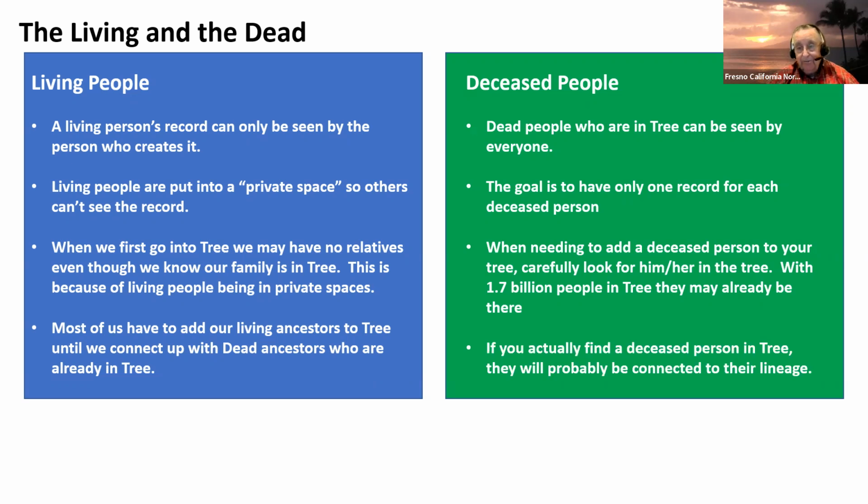And if you actually find a deceased person in the tree, they'll probably be connected to their lineage. You're going to find very few people in the tree that are just a standalone person. They usually come with their ancestry, which means it's wonderful. You find one ancestor and you'll have the whole line, or you'll have at least part of the line. And we'll see that tonight.